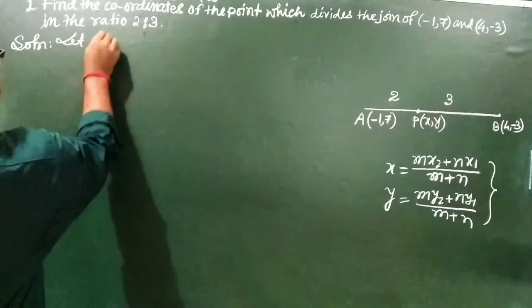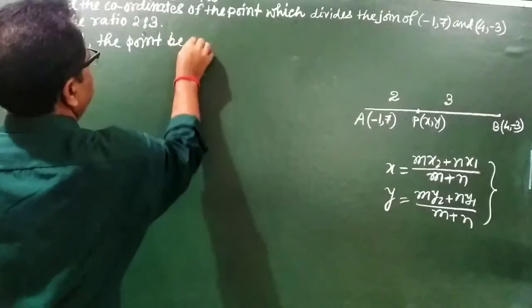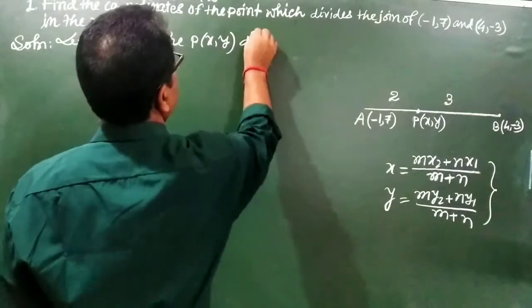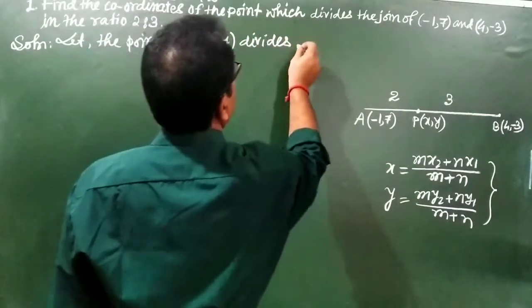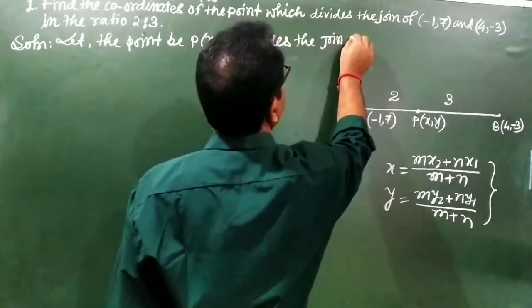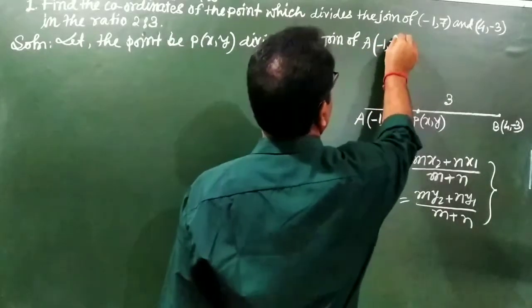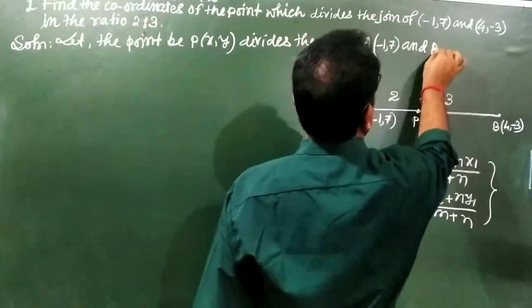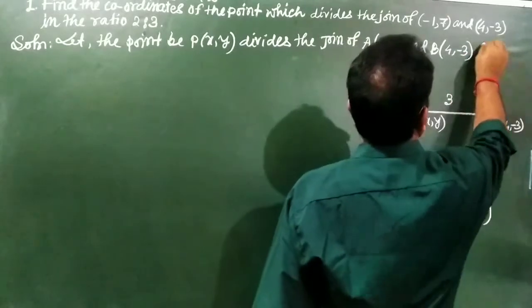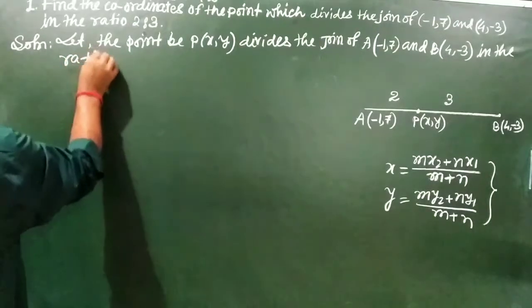Let the point P, whose coordinates are x and y, divide the join of A, whose coordinates we have taken (-1, 7), and point B, whose coordinates are (4, -3), in the ratio 2:3.